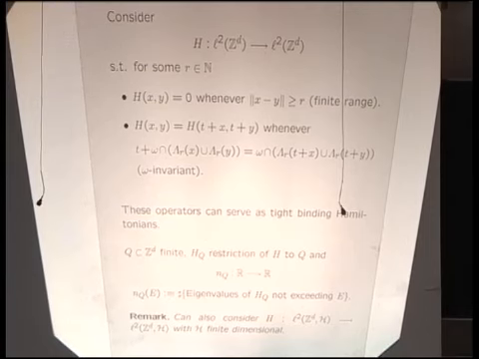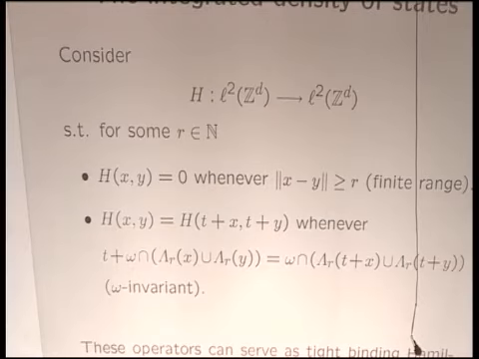So we consider operators from L2 of Z^d to L2 of Z^d, which have the property that there exists an R, kind of the radius, so that the matrix element A_xy is 0 if x and y have distance bigger than R. So it's a finite range condition.